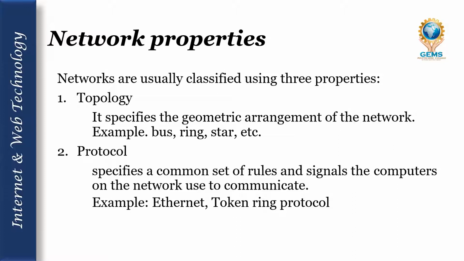The next one is protocol. A protocol specifies a common set of rules and signals that the computers on the network use to communicate. For example, Ethernet is the most common and is available in all computers for communication, and the token ring protocol is also used, by the IBM company.